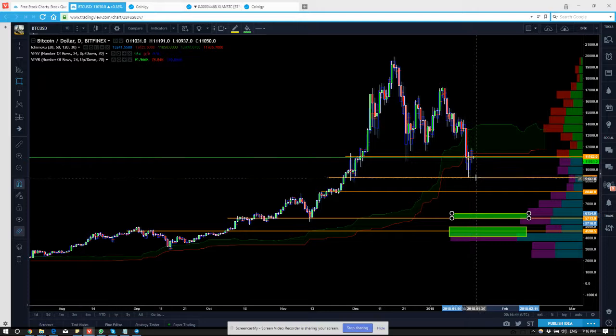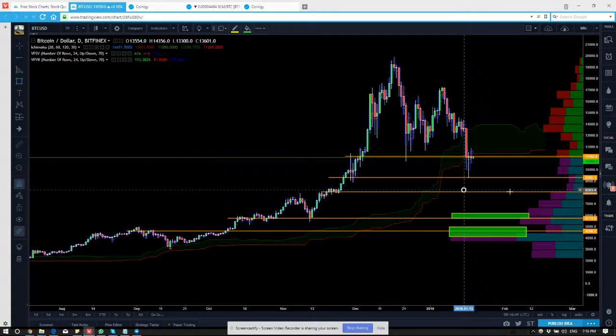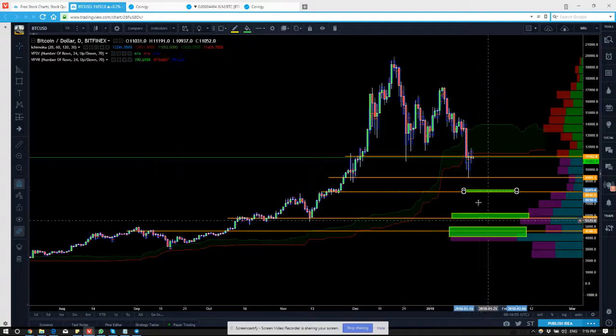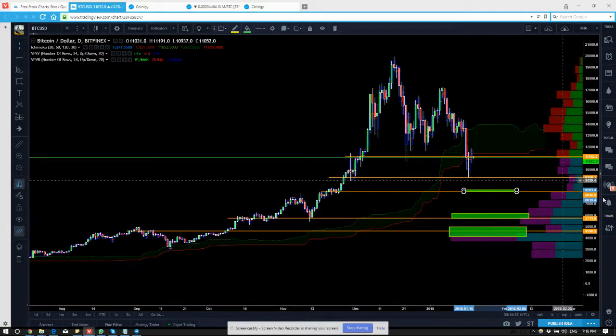Look how small. If we break this 9,200, we're going to fall straight to 8. No questions about it. So you can place another bid there. So these are major levels that I think will bounce and hold from.